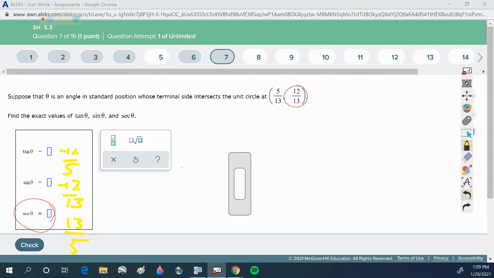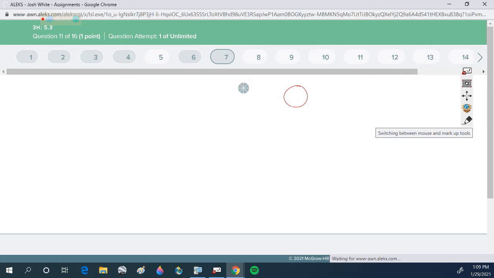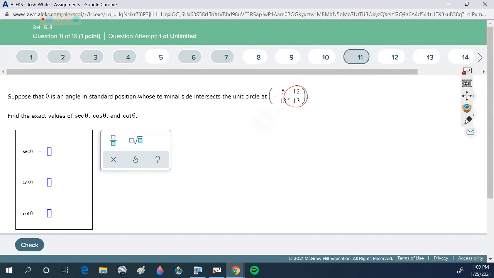Okay, let me see if they do one with the square root on it, because if they do, it makes our lives a little bit harder. Nope. We're good. Okay, last one.